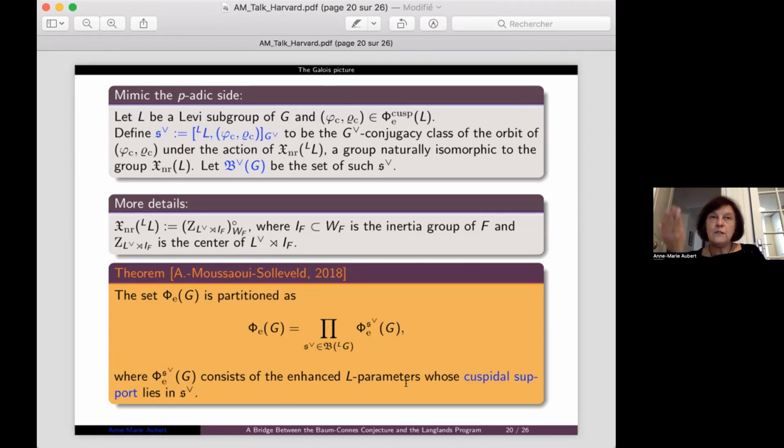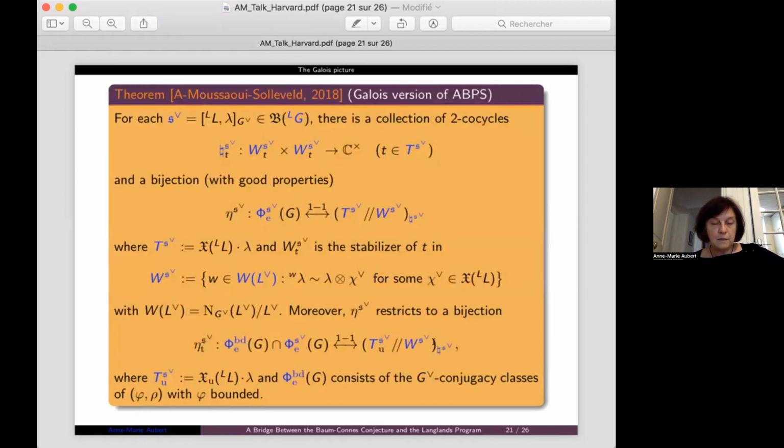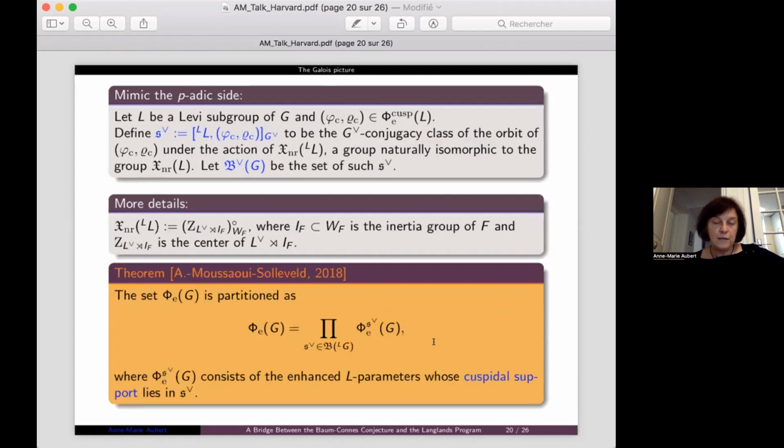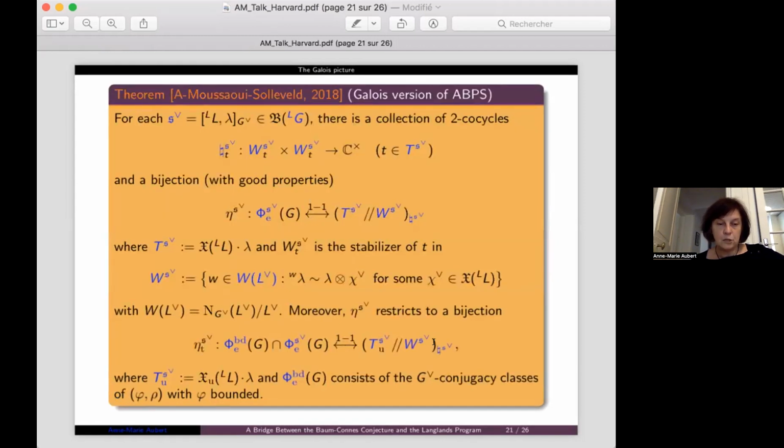And similarly, we have an infinitesimal character. On the group side, we have the infinitesimal character defined by Harish-Chandra, and we have an analog of this on the Galois side. We take the fiber of this infinitesimal character map, and it gives us the block we want. And then having this, we can prove the analog of the ABPS conjecture on the Galois side. As I promised, it's exactly the same version as before. You just replace the S by the S check, and you write everything exactly the same.